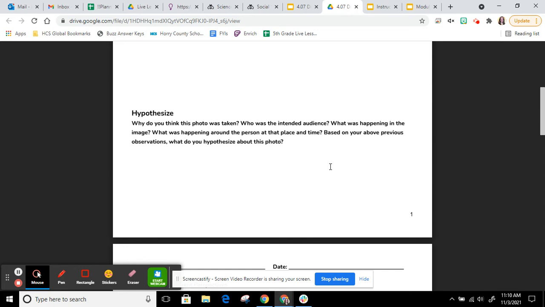So again, you're looking at your photo, you're looking at what observations you've made, and you're going to make a hypothesis about the photo by answering those questions. Why do you think the photo was taken? Who is the intended audience? Meaning, who is mainly going to look at that photo? What was happening in the image? What was happening around the person at that place and time? So you're going to answer those questions here.